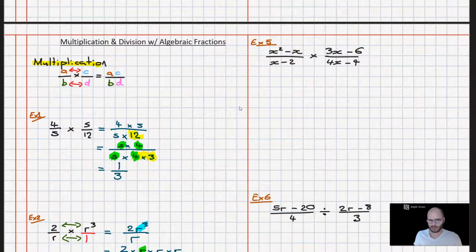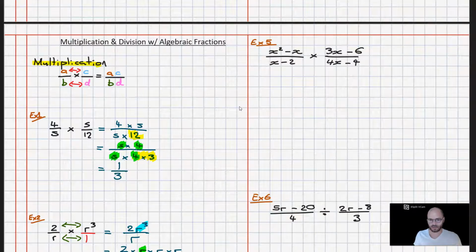Welcome back. In this video, I'm going to show you two further examples of how we can do multiplication and division of algebraic fractions where the fractions involved are rather complicated. So looking at example 5, we've got x squared minus x all over x minus 2 multiplied by 3x take 6 all divided by 4x minus 4. So what you can see is it's quite a lot going on here.